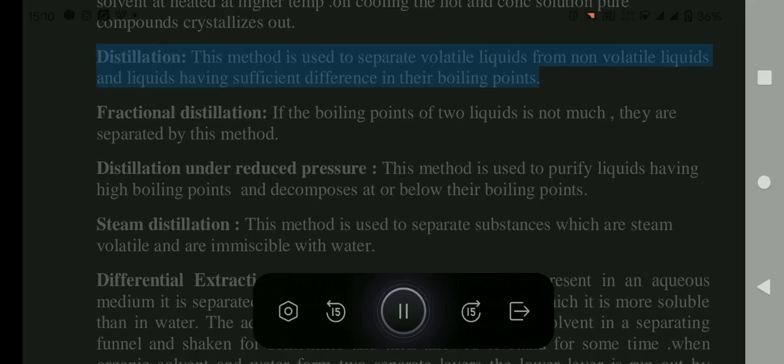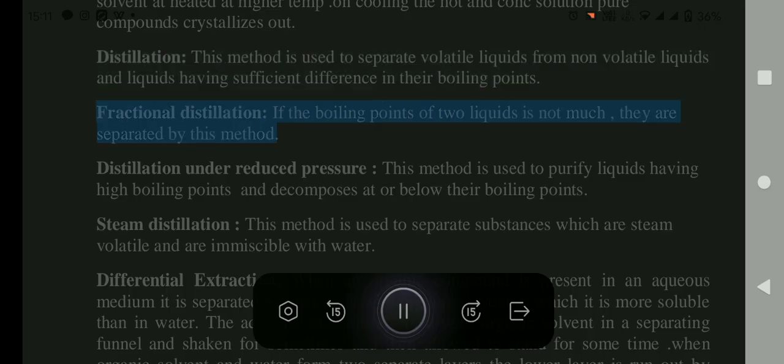Distillation. This method is used to separate volatile liquids from non-volatile liquids, and liquids having sufficient difference in their boiling points. Fractional distillation. If the boiling points of two liquids are not much different, they are separated by this method.